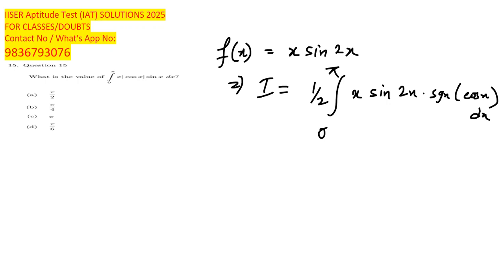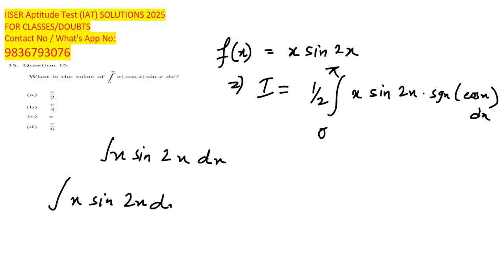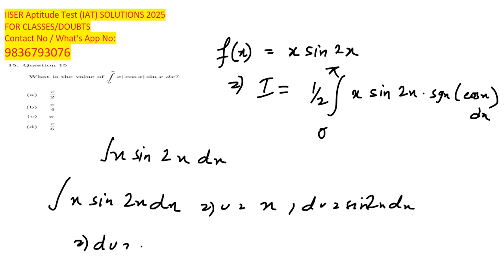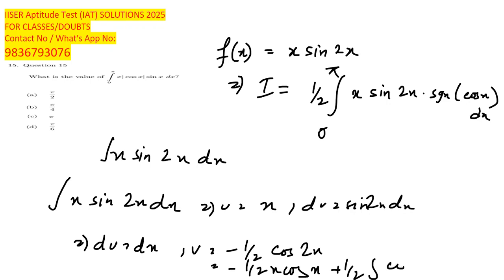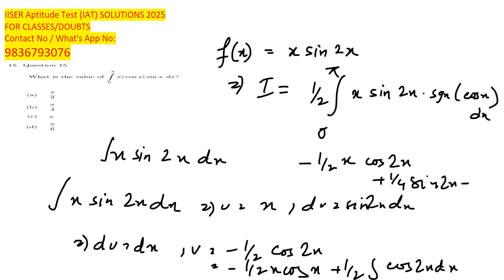So we will compute each, like x sin 2x dx, using integration by parts. If you compute x sin 2x dx, u is equal to x and dv is equal to sin 2x dx, or du is equal to dx and v is equal to minus half cos 2x. So it's minus half x cos 2x plus half integral cos 2x dx. Okay, so it's minus half x cos 2x plus 1 by 4 sin 2x plus c.